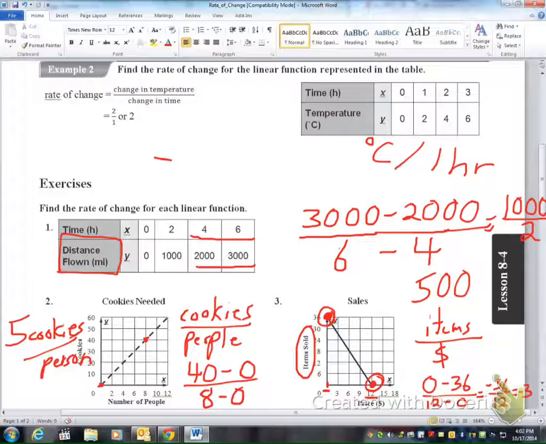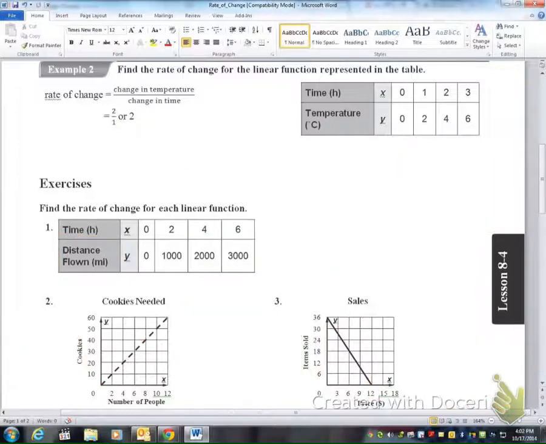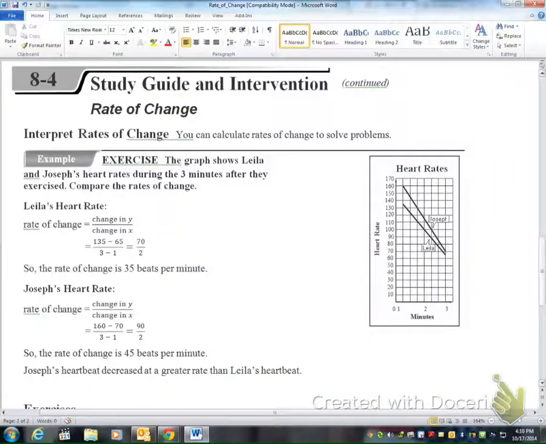So those are some examples looking at rate of change. Now, if you look on the next page of your study guide and intervention, in the back, if you have the paper copy, or if you're looking online, you can just slide down to the next page in your document. We have some interpreting rate of change.